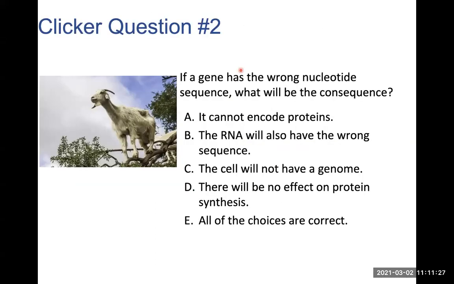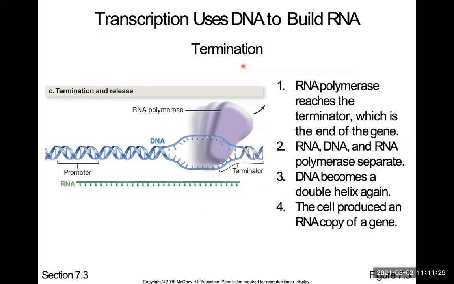So there's a question. So actually, let me go back here. I told you that it has to start from the beginning of the gene and it has to go until the end of the gene. Now, let's say that it doesn't reach the end. It just stops here. What's going to happen? Is it still going to be able to make the same protein?